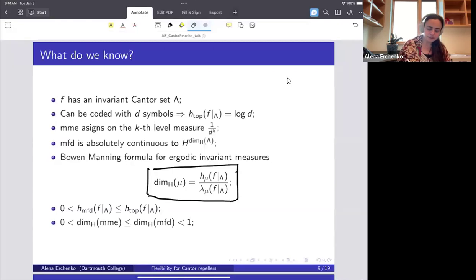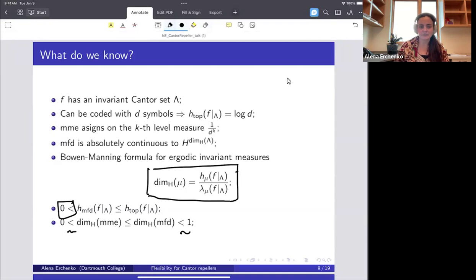And again, from the variational principle, you do know that topological entropy should be greater or equal than the entropy of the measure of full dimension. Because we have uniform expansion, you have to have those numbers bigger than 0. And also the dimension of the measure of maximum entropy is less or equal than that of the measure of full dimension, but it can be much smaller a priori. It doesn't have to be a measure of full dimension. But those numbers, again, because of uniform expansion, are between 0 and 1, and those are strict inequalities, I want to emphasize.